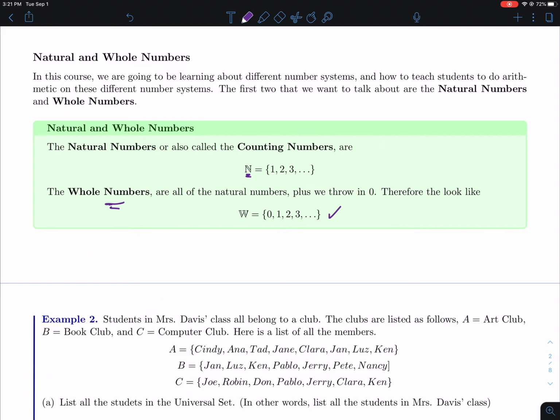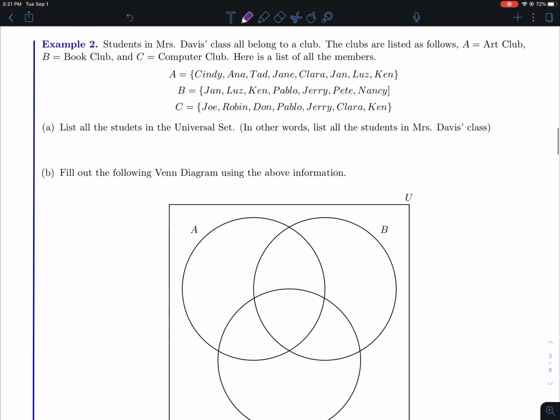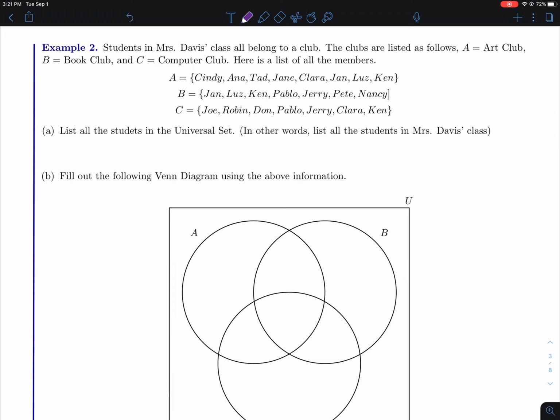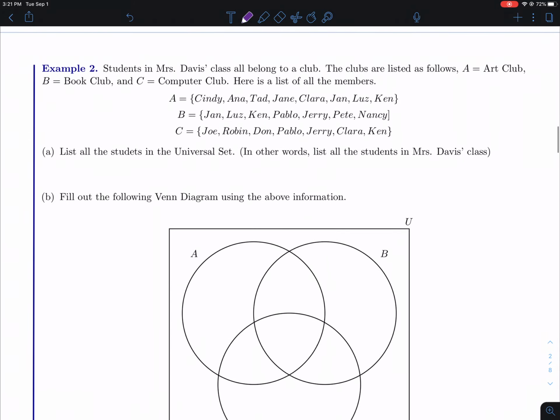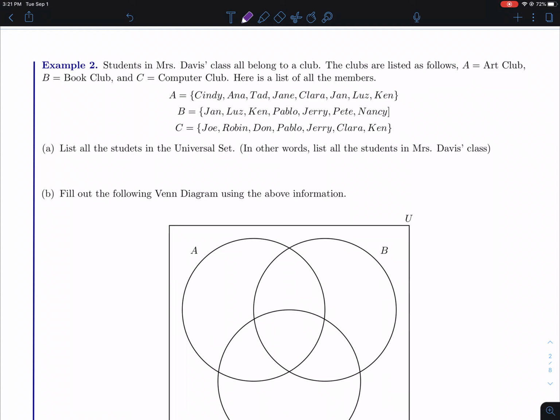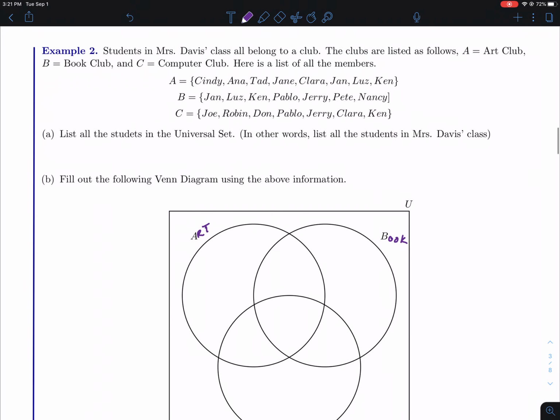But for now, let's get into some more set theory. This is similar to the practice problem that we did in the last section. What we're going to do is fill out this diagram, figure out where everybody needs to go, and then answer some questions below. So we've got students in Miss Davis's class who all belong to a club. The clubs are listed as follows. A is the art club, B is the book club, and C is the computer club.